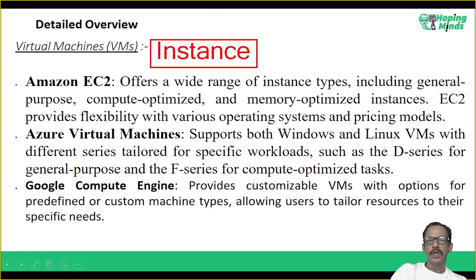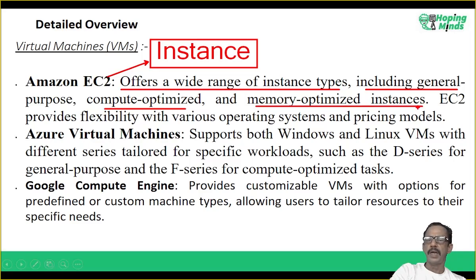The EC2 service gives us the instance, where we create the instance to get the computing power. It offers a wide range of instance types, including general purpose, compute optimized, memory optimized, graphics optimized with GPU, and storage optimized, as per our requirement. We have to choose which particular type of EC2 we want to create.